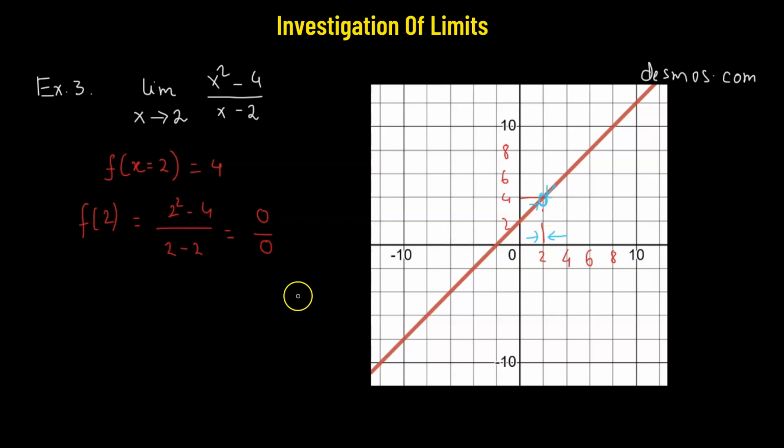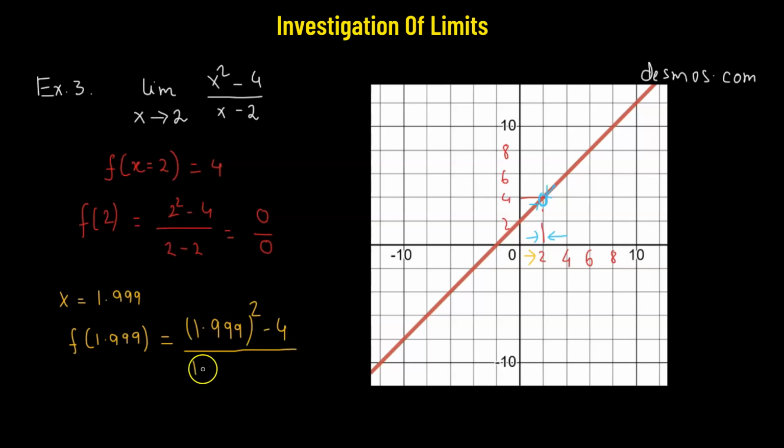So let's try to do it numerically. For that, we are going to assume certain values in the vicinity of 2. Let's consider the value 1.999. This is slightly less than x equals 2, so we are approaching x equals 2 from the left hand side. For this value, f of 1.999 will be 1.999 squared minus 4 divided by 1.999 minus 2. Let's use a calculator to find the value.